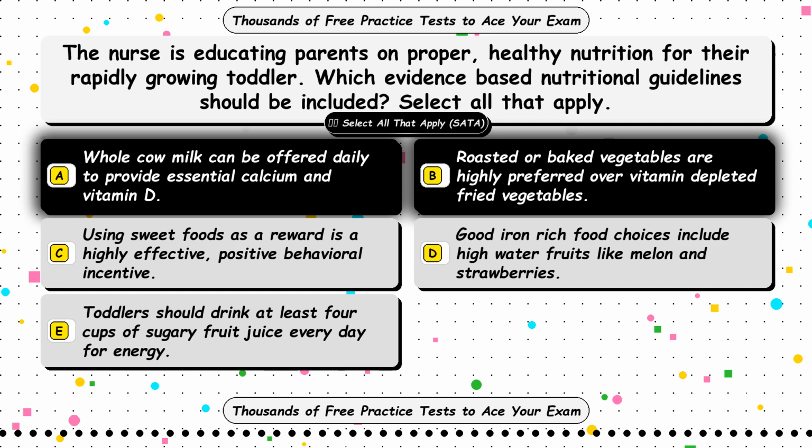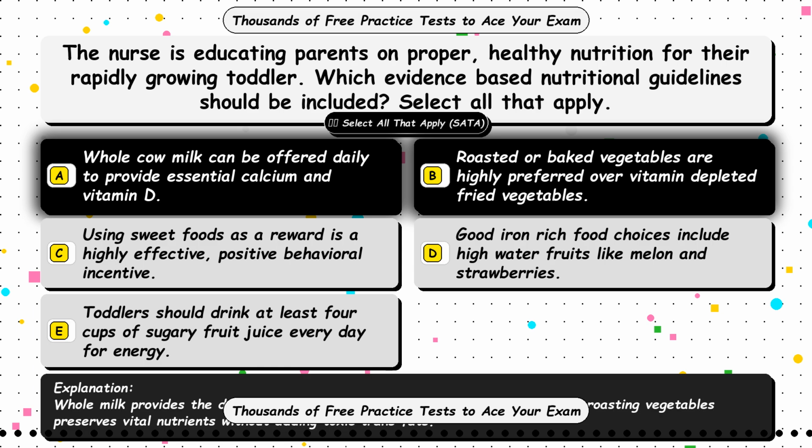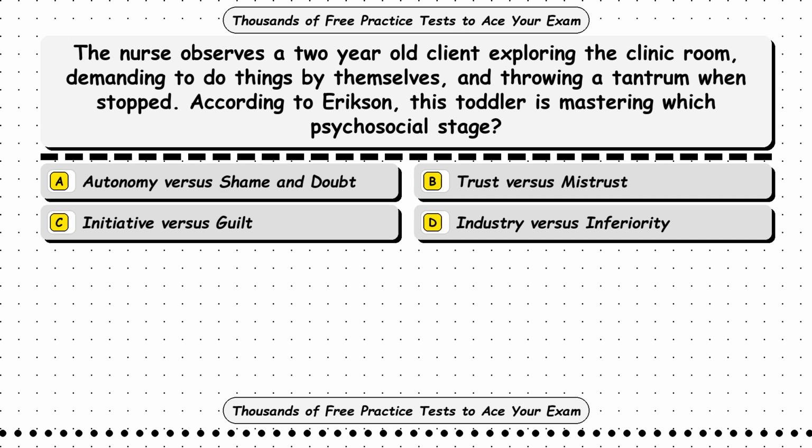Whole cow milk can be offered daily to provide essential calcium and vitamin D. Roasted or baked vegetables are highly preferred over vitamin-depleted fried vegetables. Whole milk provides the dense fat required for toddler brain development, and roasting vegetables preserves vital nutrients without adding toxic trans fats.